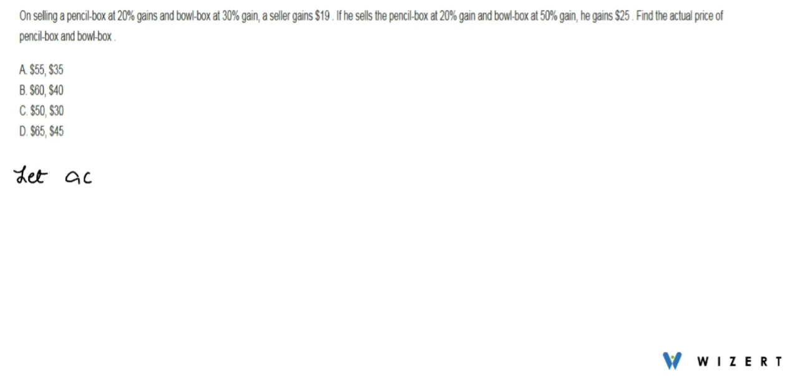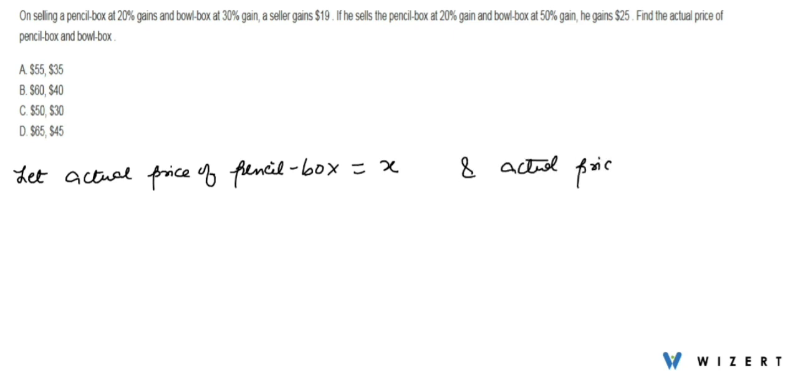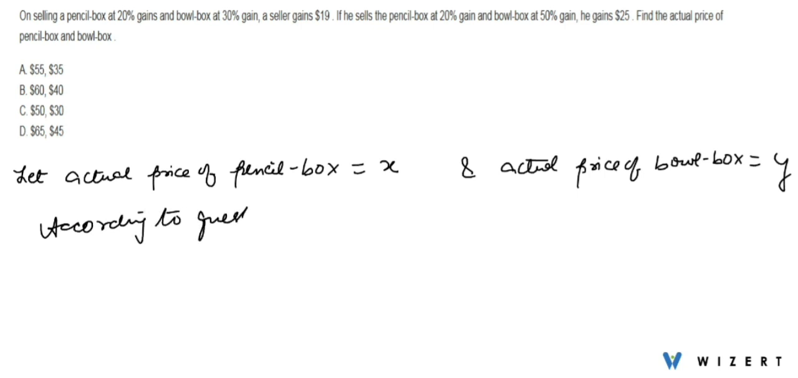So first of all, we'll assume that the actual price of pencil box is X dollar and the actual price of bowl box is Y dollar. So according to the question, it is given that gain of 20% in pencil box and gain of 30% in bowl box is equal to $19.